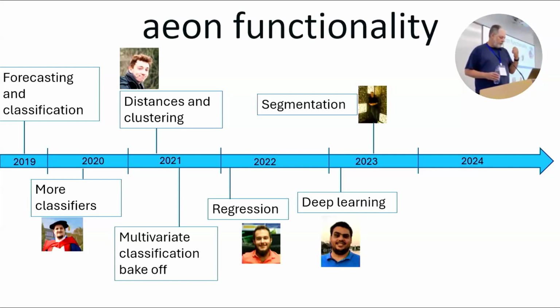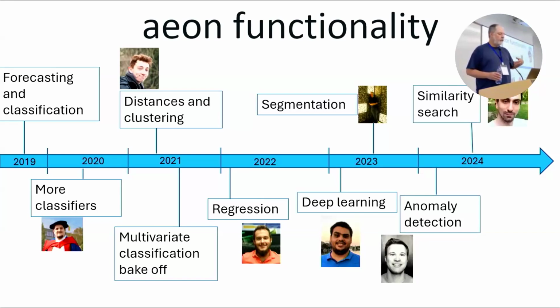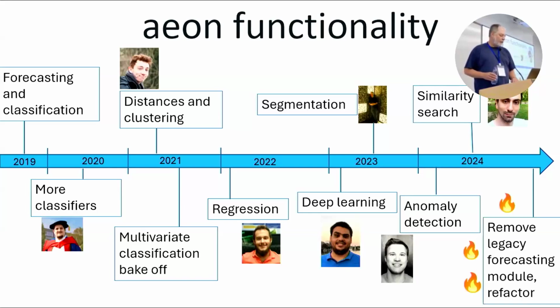Patrick introduced time series segmentation, again in 2023, expanding our functionality. Sebastian came in with anomaly detection last year, and then Antoine introduced similarity search. And then what really significantly happened was a project I called Kill with Fire. This was basically stripping out the remainder of sktime from aeon. And we just discussed it a lot. I went through the entire forecasting module.